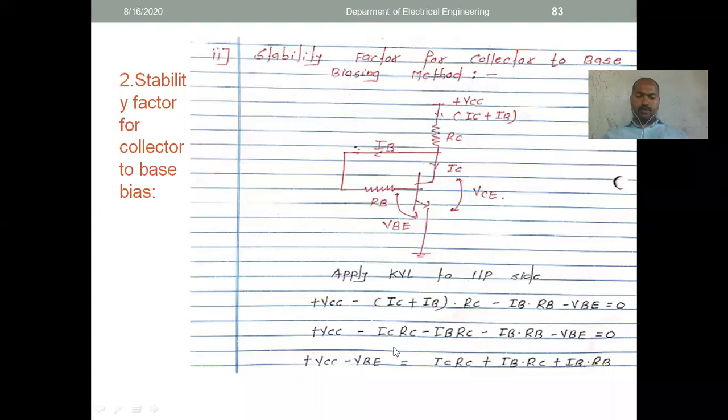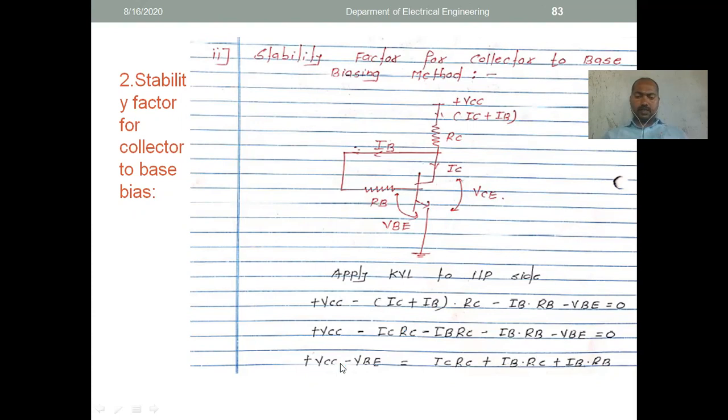Now see, we separate out two things, plus VCC and minus VB, taking them on one side: plus VCC minus VB. The other terms go to the other side, so the signs change. Plus VCC minus VB is equal to plus IC into RC plus IB into RC, then plus IB into RB, and plus IC into RC, right?